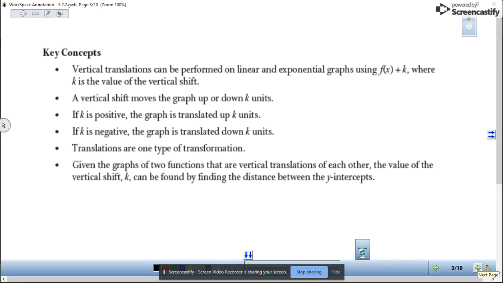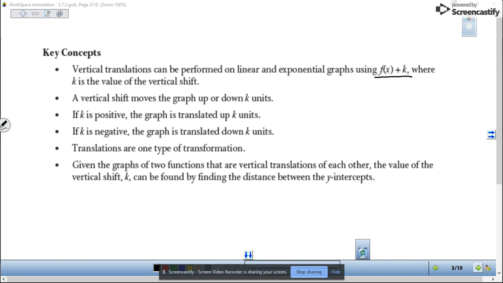Vertical translations can be performed on linear and exponential graphs using this notation right here, where k is the value that's being added, the value of your vertical shift. Vertical shift just simply moves the graph up or down k units from wherever it was previously. If k is positive, then the graph is translated up k units. Basically, you take every point and move it up k units. If it's negative, you take it down k units. That would be denoted by minus k instead of a plus k.